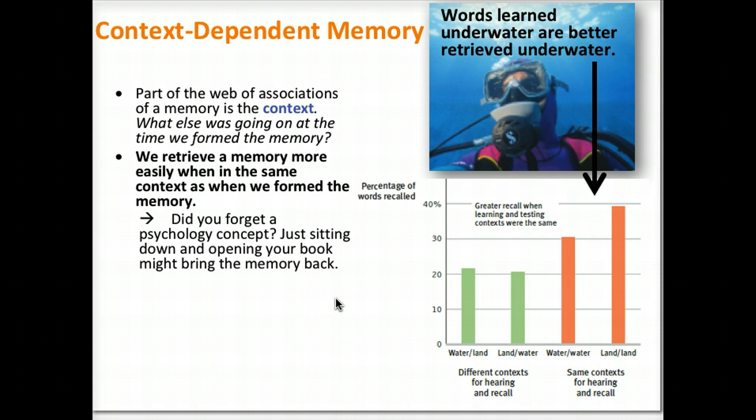Context dependent memory. We touched on this a little bit, and it was a really good thing years ago when we decided as a school to have midterms taken in the class that you took them in. It is always easier to retrieve memories in the context that you gained the memories. So we look here: words learned underwater are better retrieved underwater. Part of that web is the context, the place that you learned it. So we retrieve our memory more easily when in the same context as when we formed that memory.